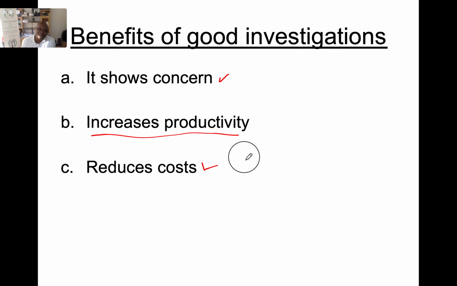Good accident investigations reduce costs. Why? Accidents are costly. Every loss that you have is costly, because if you can imagine how much it costs a mine, an average mine in South Africa, per fatality. We are talking in the region of 10 million rand. We are talking of your hidden costs and actual costs.